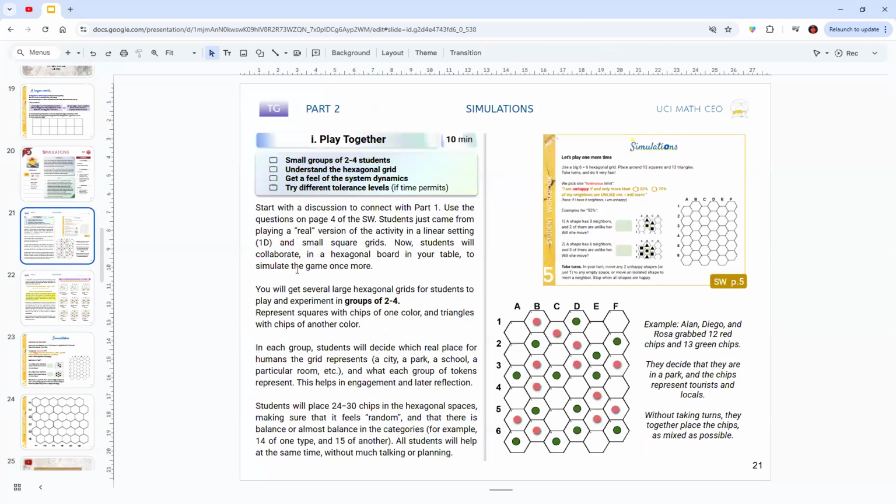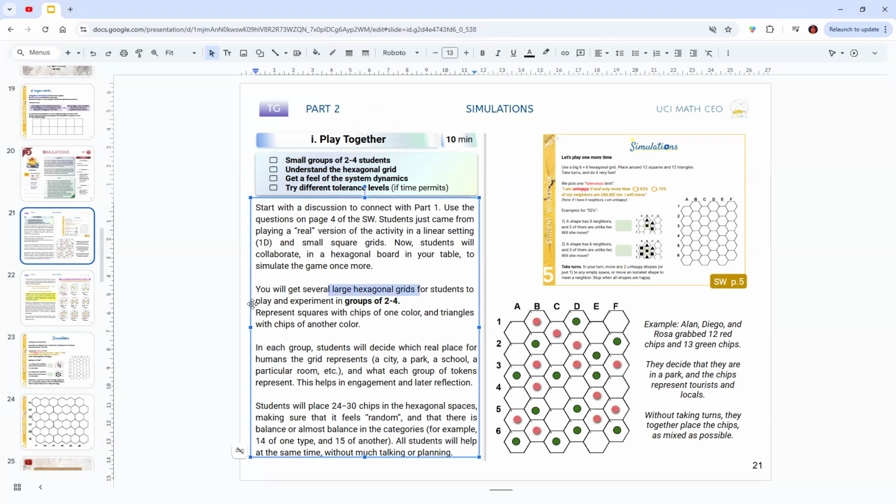Let's explain how this goes. You'll get several hexagonal grids for students to play and experiment. You can form groups of 2 to 4, so we recommend this type of interaction. You'll get chips of 2 colors or shapes, so you'll represent them accordingly. This part is really important.